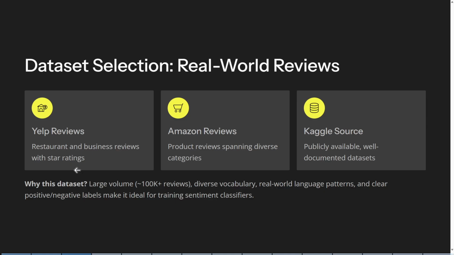As for the Yelp reviews, they are for restaurants and businesses, with star ratings and all the business information. Amazon reviews are for products, with their star ratings, customers, as well as the seller's information. The Kaggle source is publicly available, as well as a well-documented dataset. It has over 100,000 reviews with diverse vocabulary, real-world language patterns, and clear positive and negative labels.